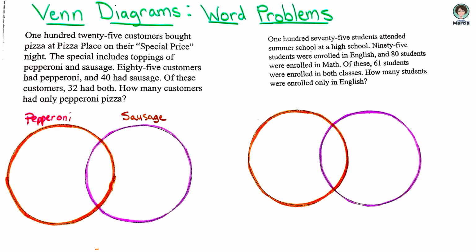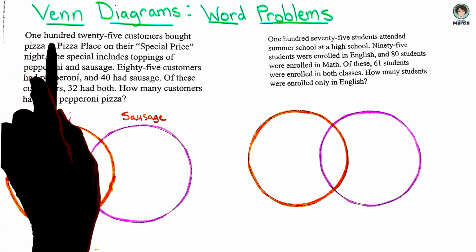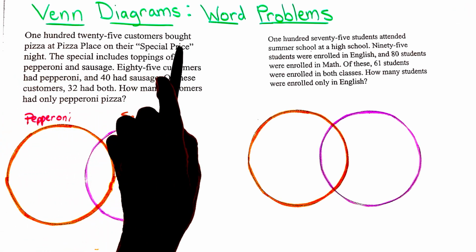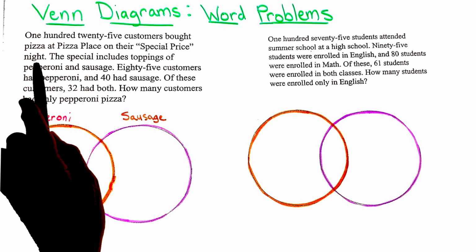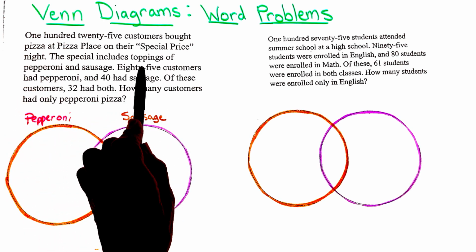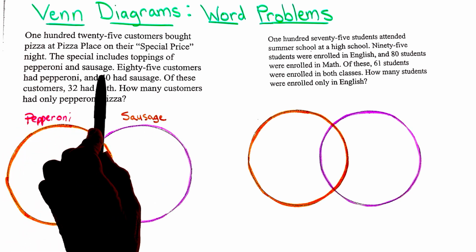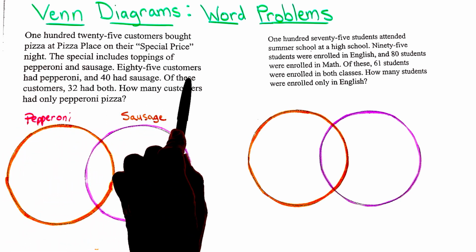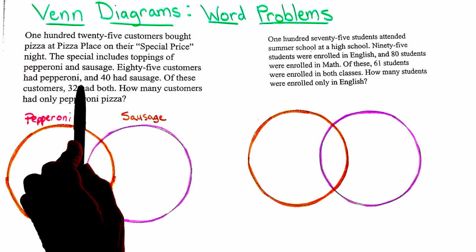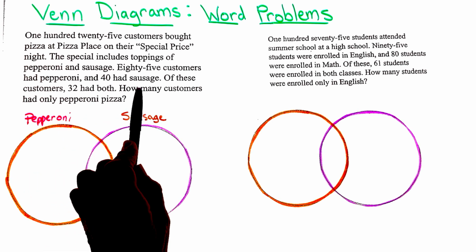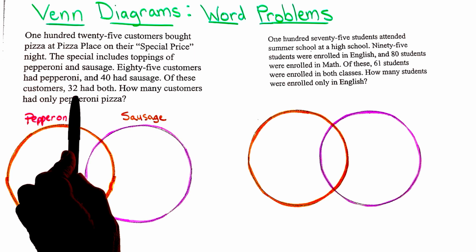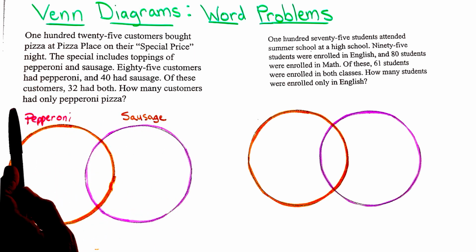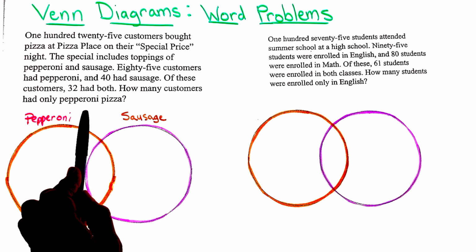All right, well, let's look at the first problem. We have 125 customers that bought pizza at a pizza place on their special price night. The special includes toppings of pepperoni and sausage. 85 customers had pepperoni and 40 had sausage. Of these customers, 32 had both. How many customers had only pepperoni?